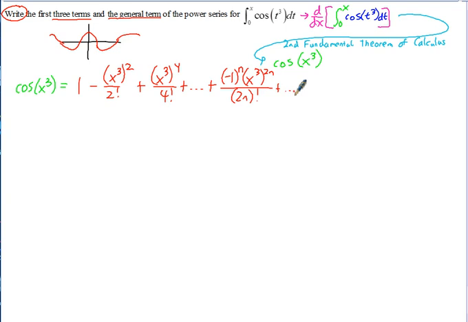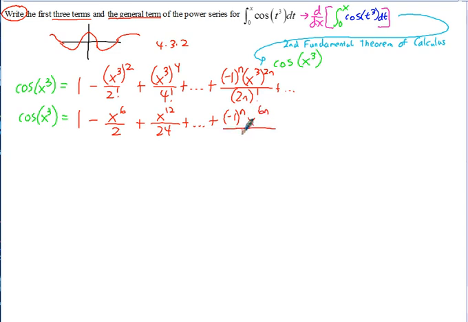So let's simplify this. So cosine of x cubed would be 1 minus, this is x to the 6th over 2 factorial, just 2, plus that's x to the 12th over 4 factorial, which is 4 times 3 times 2, so that's 24. And I'll simplify this one would be negative 1 to the n. This becomes x to the 6n over 2n in parentheses factorial.